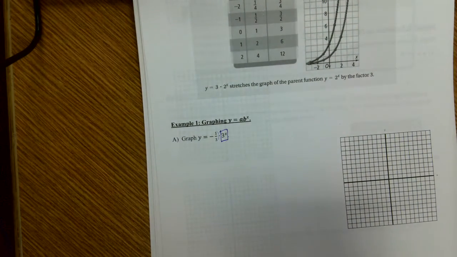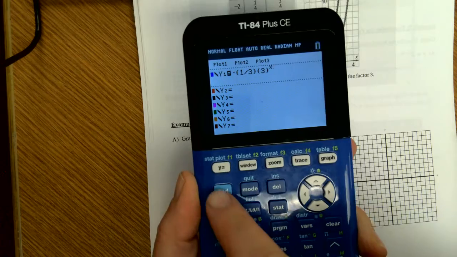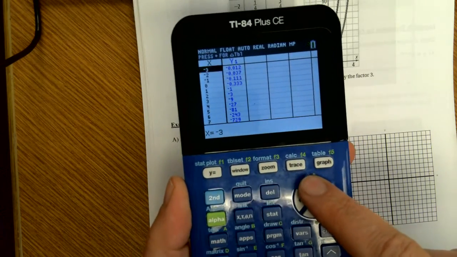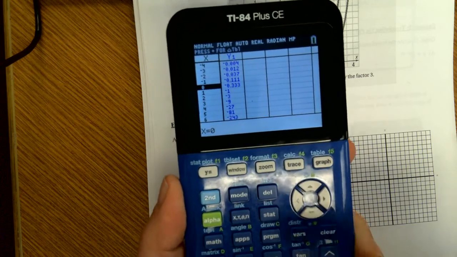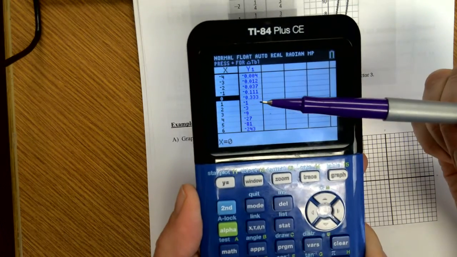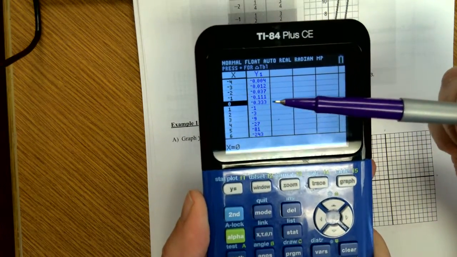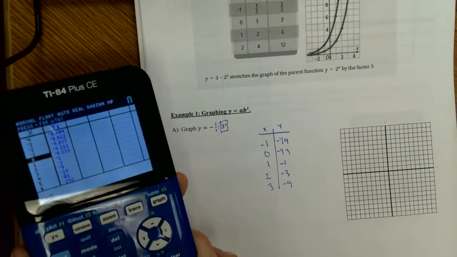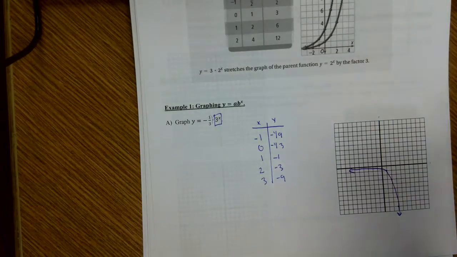So first thing I'm going to do is type it into my y equals, and then I'm going to go to my table. Second graph to get to my table. Remember that point, 0, 1, but now here it's going to be 0 and negative 1/3 because of the a value. I'm going to write down my table, and now I'm going to plot my points and graph.